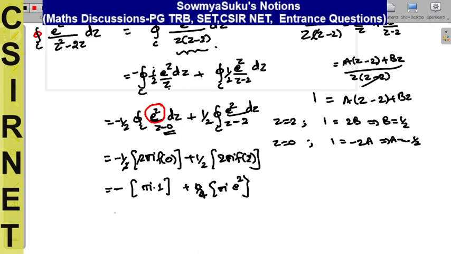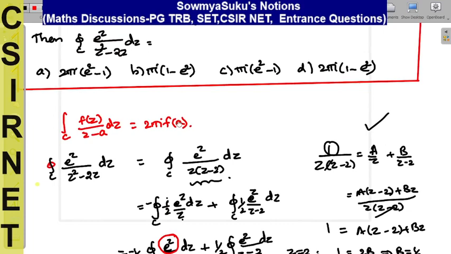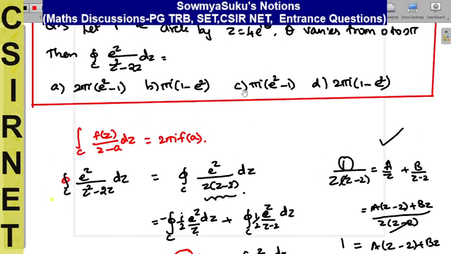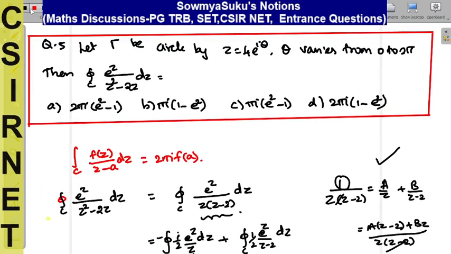Right, e square. So from this both I can take pi i common outside. So e square minus 1. So pi i into e square minus 1. Pi i into, yes, option C is the right one. Pi i into e square minus 1.